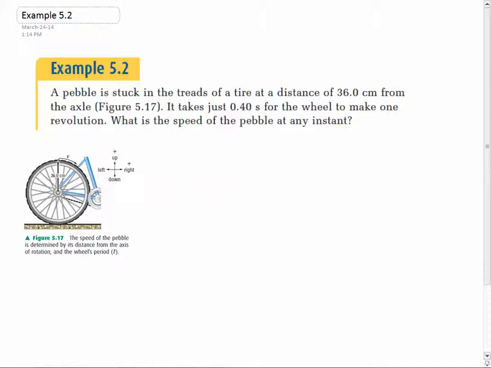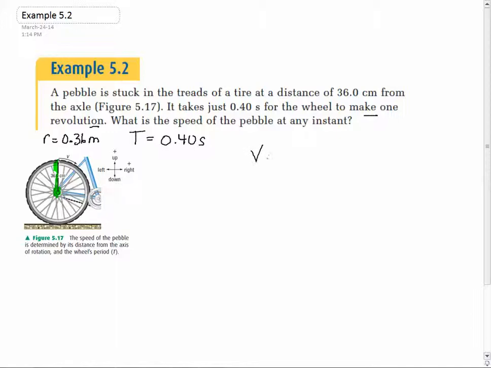So remember that we have to discern, are we using the period or are we using the radius? And if it's from the axle, the axle is the center, and so the distance that we've been given is a radius. So we have the radius, and it must be converted into meters. So there are 100 centimeters in a meter, which means we take our centimeters and divide it by 100, so we get 0.36 meters for our radius. We're told the time it takes for one revolution. That gives us our period. As soon as we're told it's for one cycle, we know it's our period.